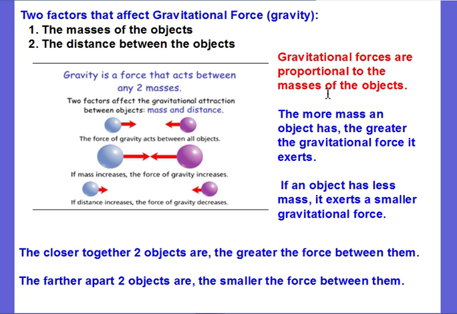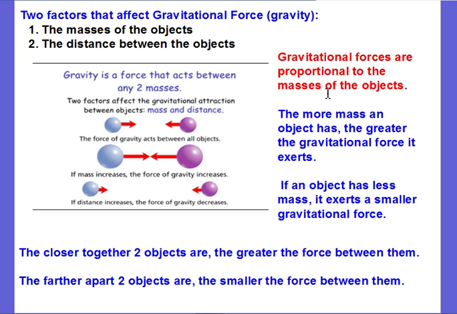Over here it says gravitational forces are proportional to the masses of the objects. So there's a direct relationship between mass and gravitational force. The more mass the object has, the greater the gravitational force. The less mass it has, the smaller the gravitational force. So the closer together two objects are, the greater the force between them. The farther apart the two objects are, the smaller the force between them.